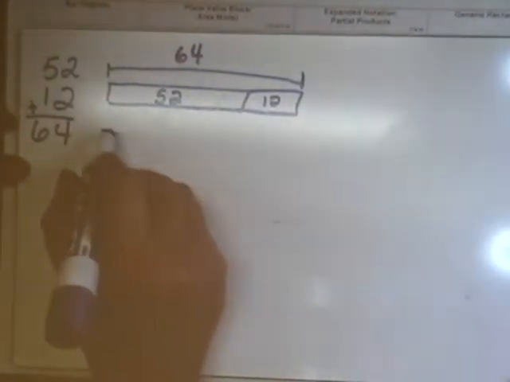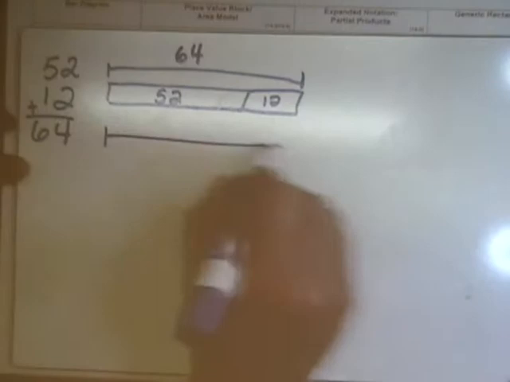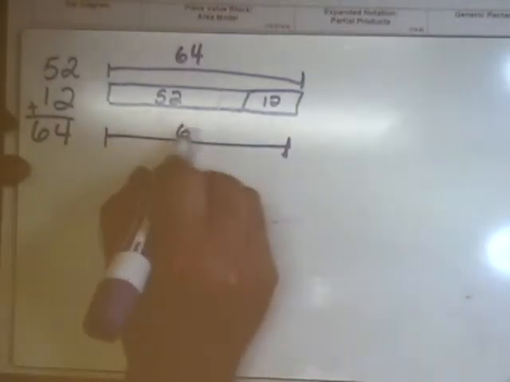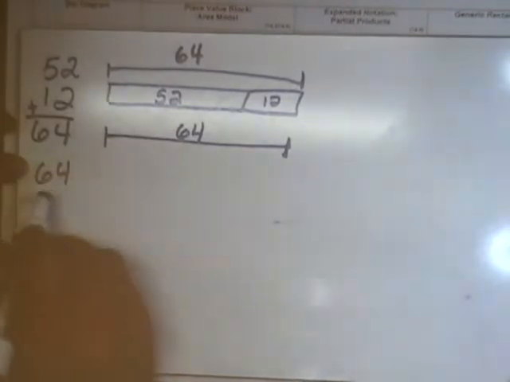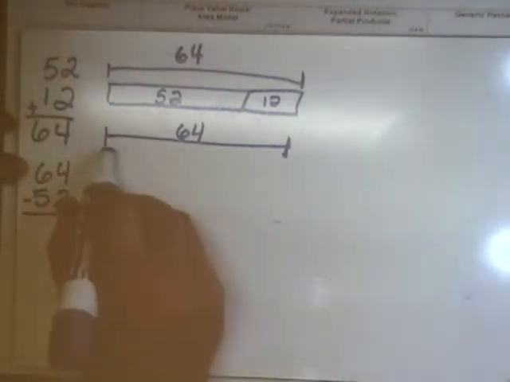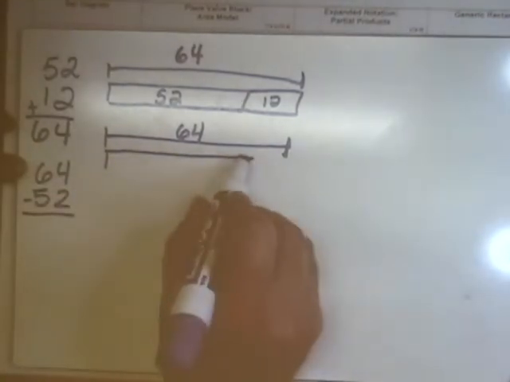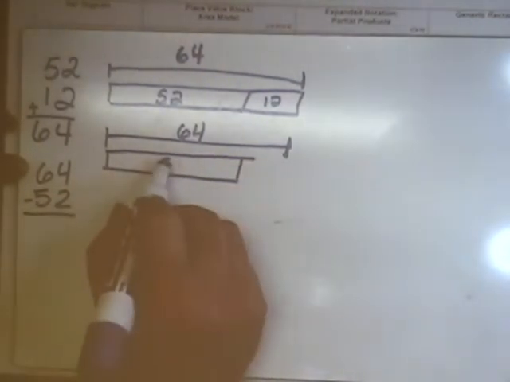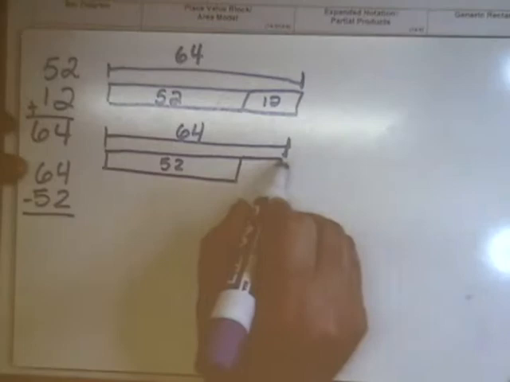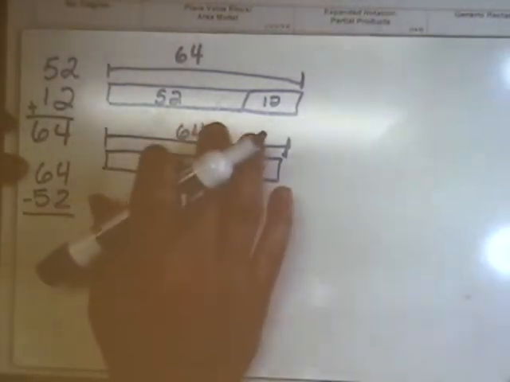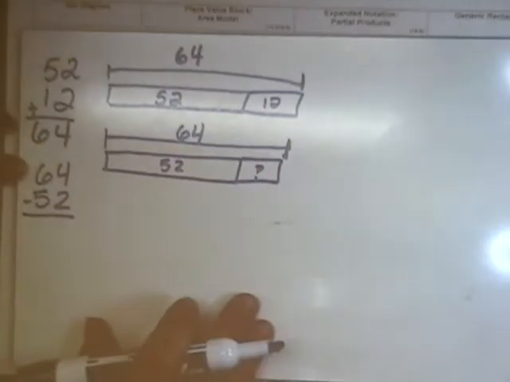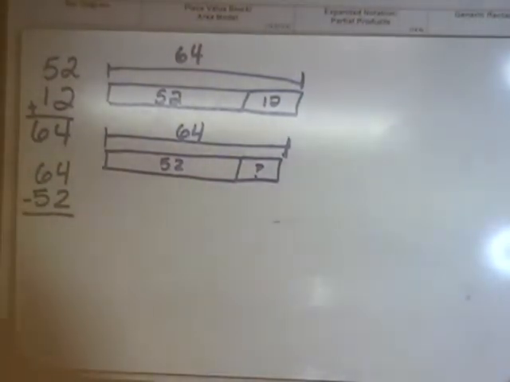For subtraction, we might show something like this. If I had 64 minus 52, I would put 64 on top, show 52 here, and my question mark would be here. We're showing parts to make a whole with both addition and subtraction. The children are familiar with bar diagrams for addition and subtraction.